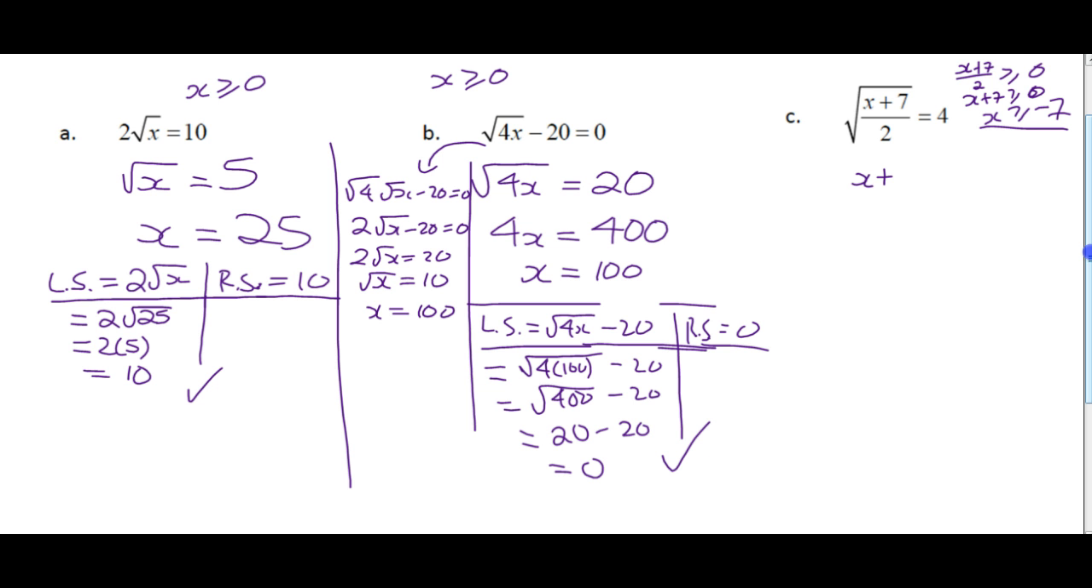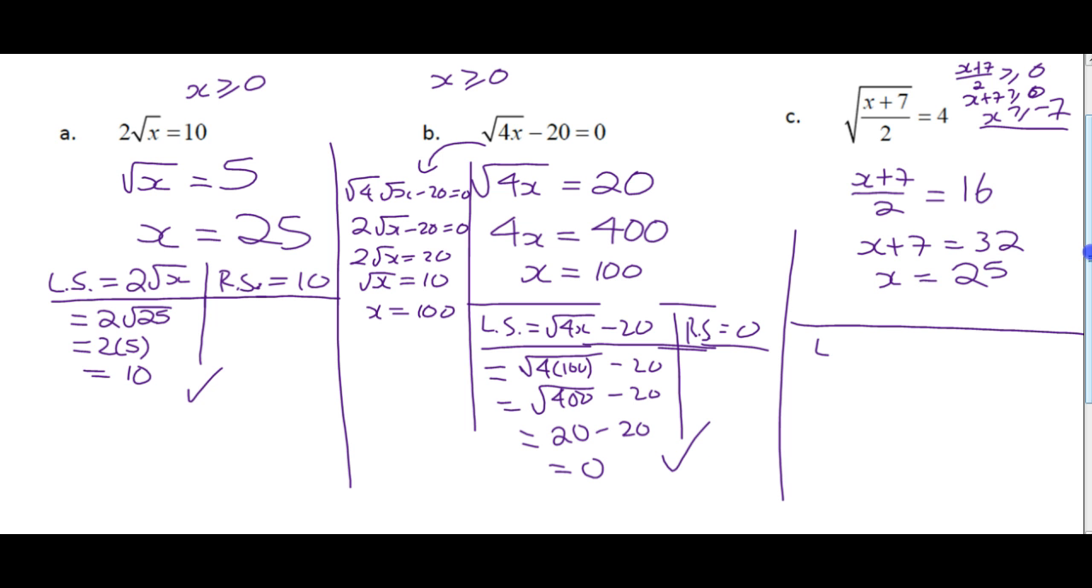So that gives me x plus 7 over 2 equals 16. Okay, now what do you do? Multiply both sides by 2. And then subtract 7, we get x equals 25. 25 is greater than or equal to negative 7, so we don't reject it out of hand, right? But we still need to check. So the left side is equal to the root of x plus 7 over 2, and the right side is equal to 4.